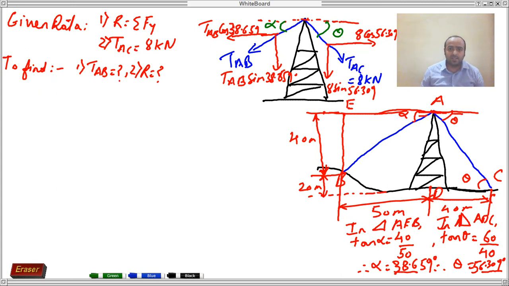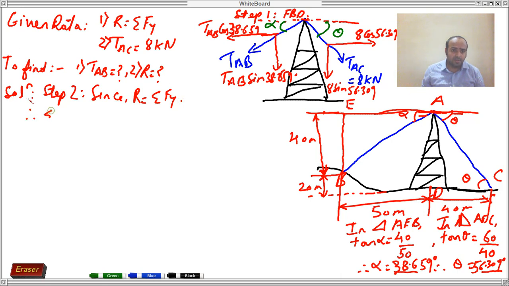So this was step number 1, the FBD. It will be carrying one entire mark. Now step 2, the solution. Since we are given that R is equal to summation Fy, summation Fx is equal to 0, taking right as positive. Why? Because R is equal to root of summation Fx square plus summation Fy square. But since R is equal to summation Fy, summation Fx has to be 0.